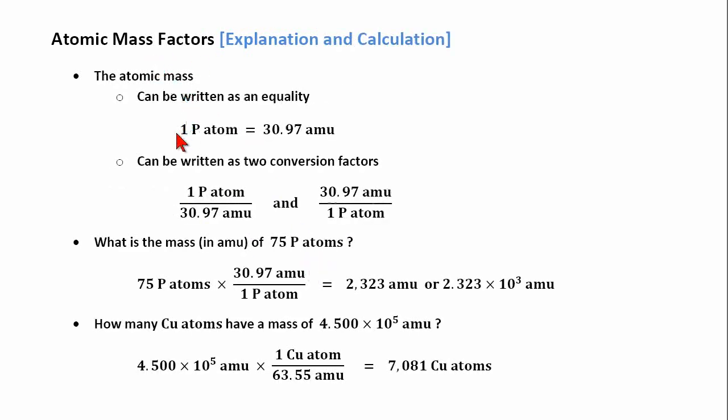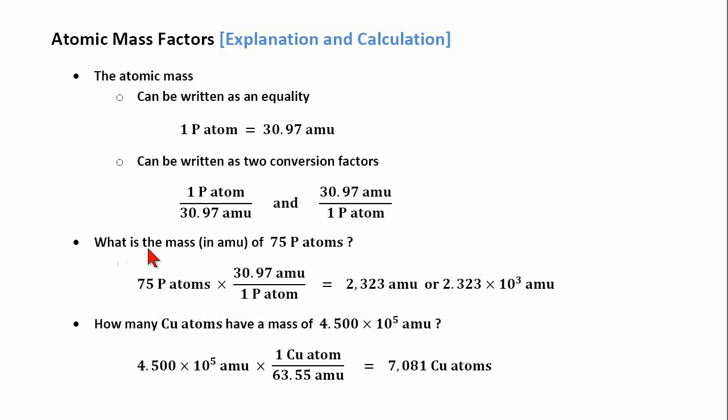Atomic mass factors are useful for calculating numbers of atoms and masses of atoms. And the way they're used is the way we define atoms and their atomic weights. So 1 phosphorus atom weighs 30.97 AMU. It can be written as 1 atom divided by 30.97 AMU, or the inverse.